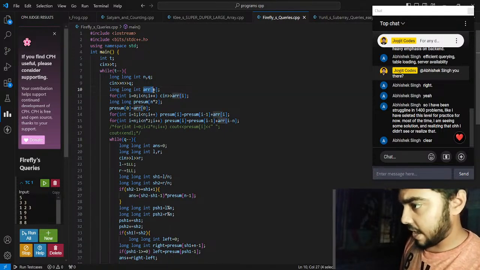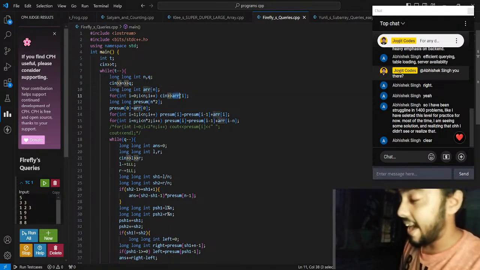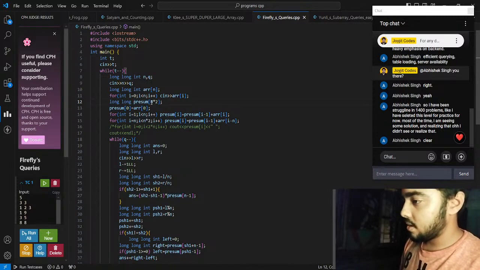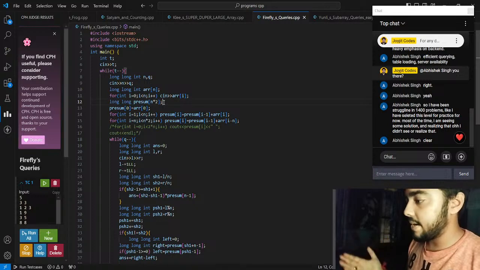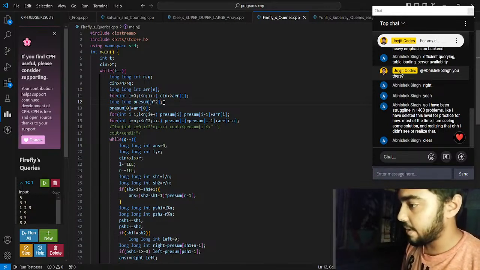So let's say we have an array ARR of size n. We are just taking the input, and this is the prefix sum. As I told you, we are going to make the array by appending it, so it is going to have the size of n into 2, right?